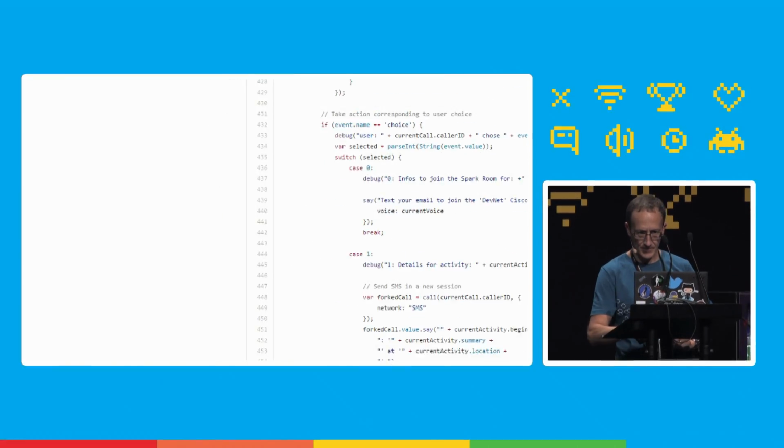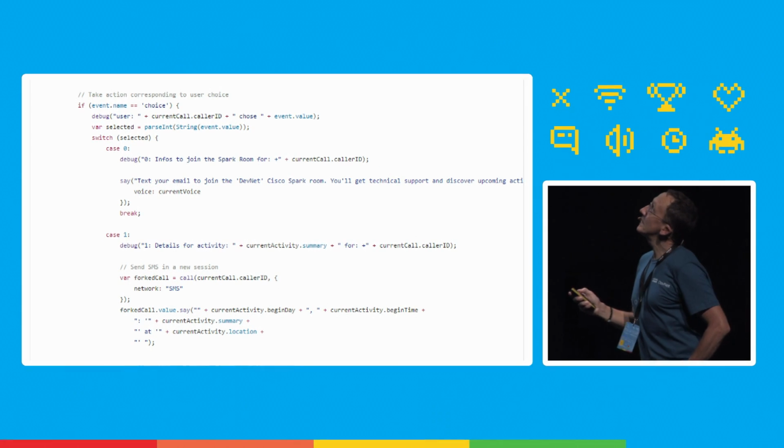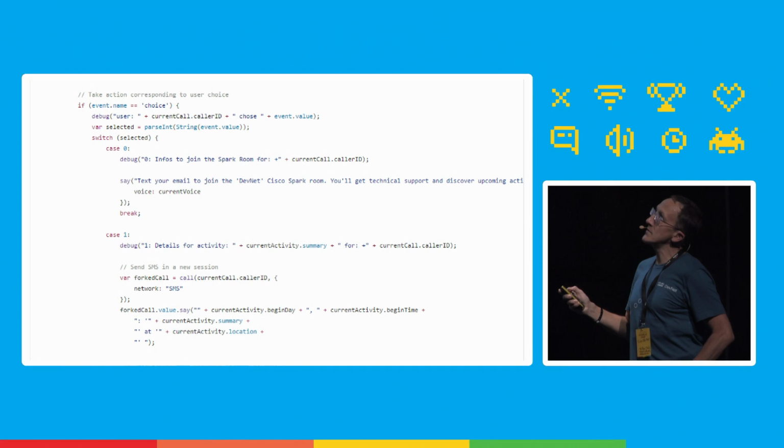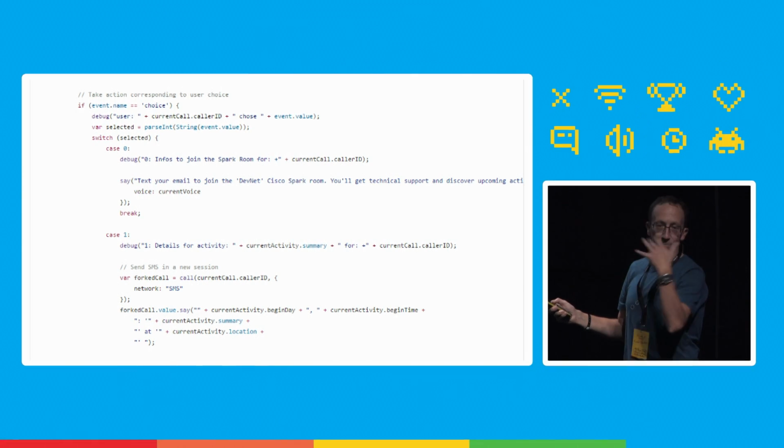And then let's go to the result of the actions. Here we go. Then here, the event name is choice. The user has made a choice. And the value of the choice is event.value. Here, I show it. It is a string by default. I pass it as an int. And then I do a switch. Case 0, case 1, case 2, etc. It's your business logic there. And then I can speak again.